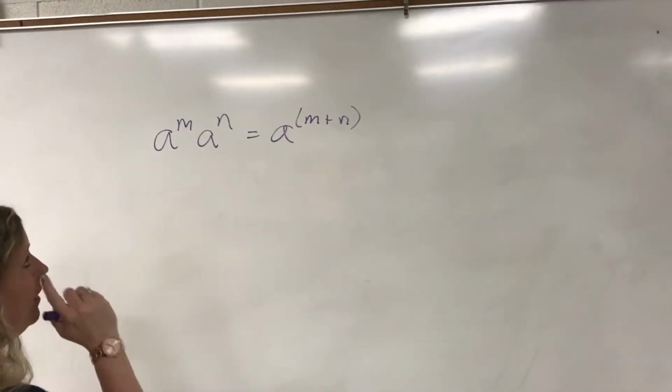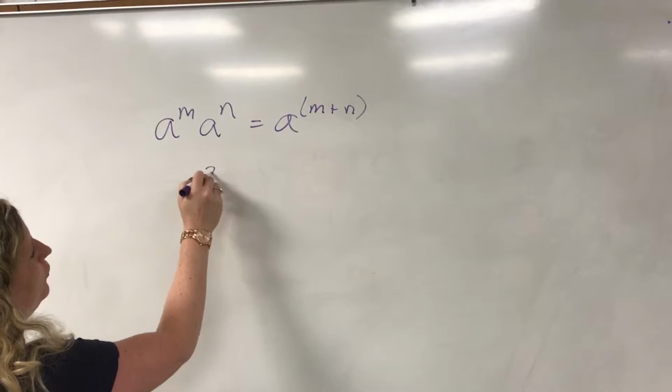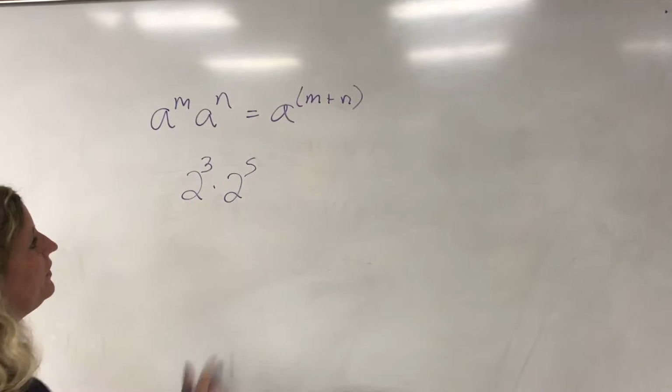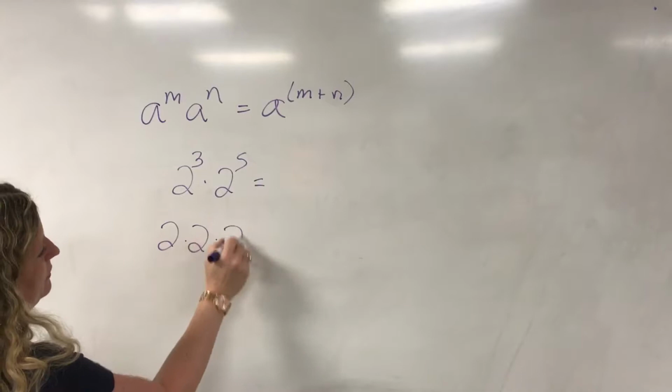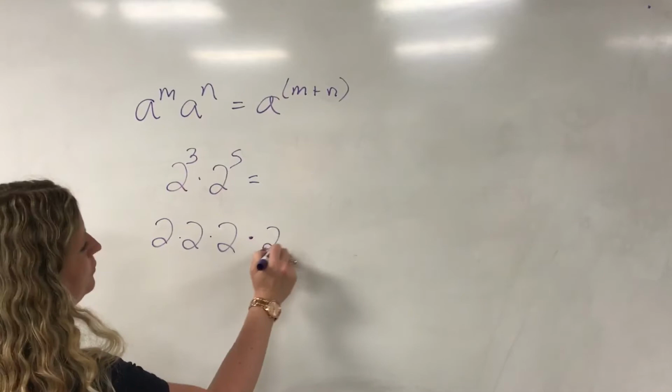All right, so we're going to talk about multiplying with exponents and the trick to doing it faster. So if I've got a problem like 2 to the third power times 2 to the fifth power, what that means is 2 to the third power means 2 times 2 times 2, because we multiply the base number by itself 3 times. And then I'm multiplying still times 2 to the fifth power, and 2 to the fifth power means 2 times 2 times 2 times 2 times 2.